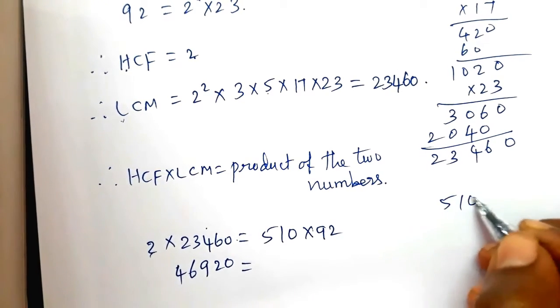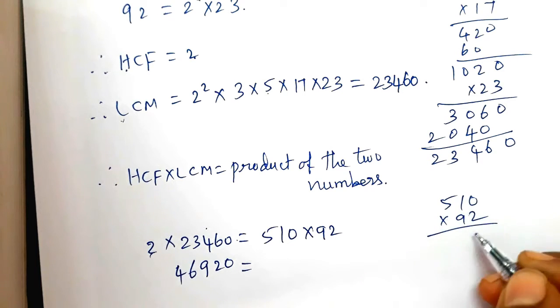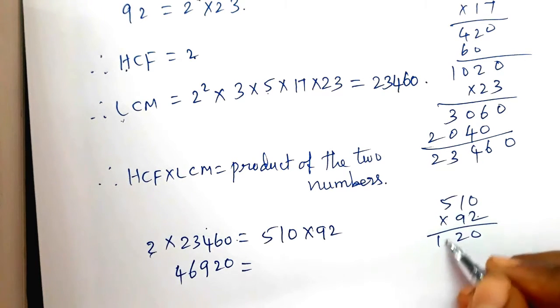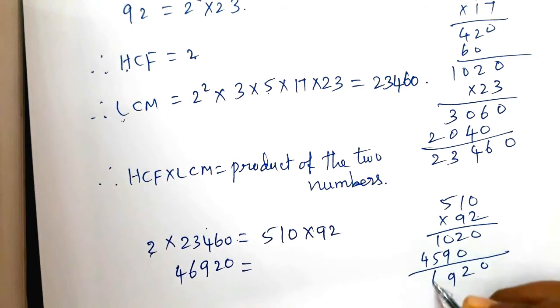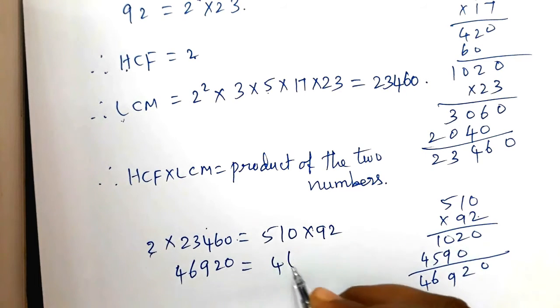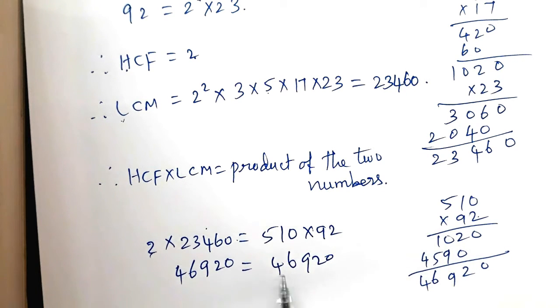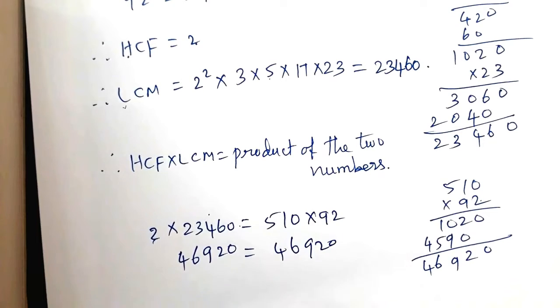Do the rough work here. 510 into 92. 2 zeros are 0, 2 1s are 2, 2 5s are 10, 9 zeros are 0, 9 1s are 9, 9 5s are 45. Do the addition here. We should get 46,920. Now both sides got same answer. Therefore, hence verified.